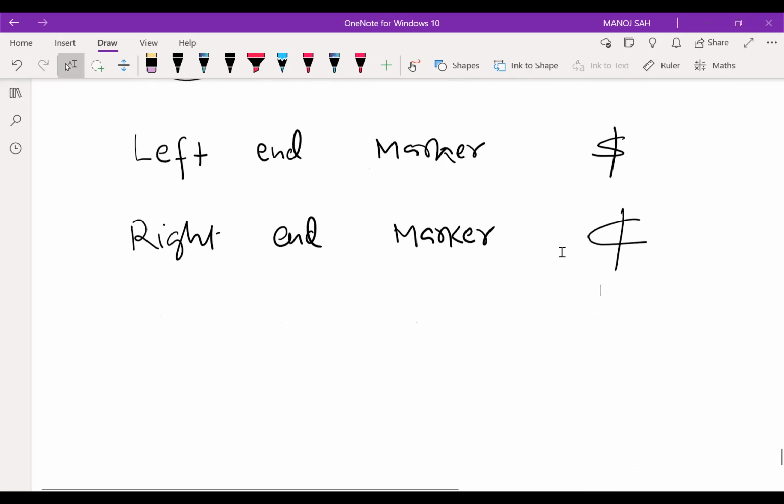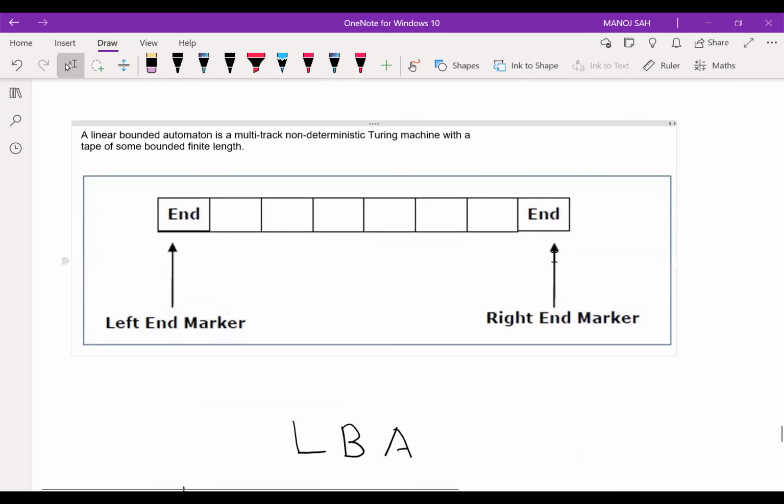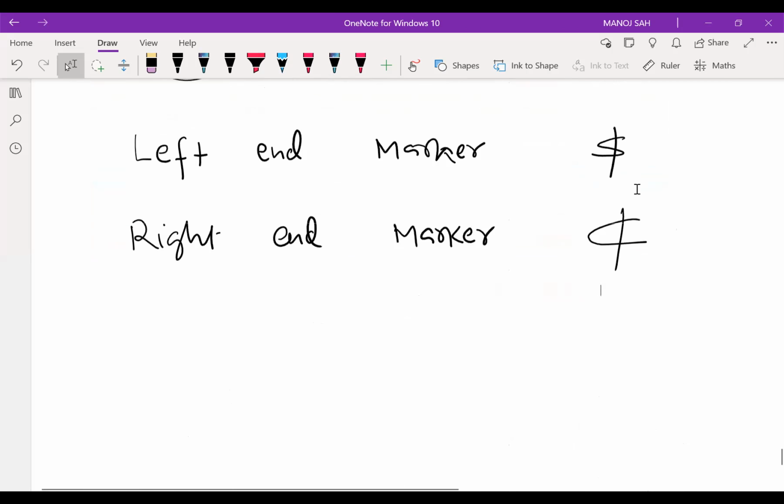The read write head cannot move left of the dollar and right of the right hand marker. So there are two end markers denoted here. A linear bounded automata is a multi-track non-deterministic Turing machine with a tape of some bounded finite length. So there will be one left end marker and one right end marker.